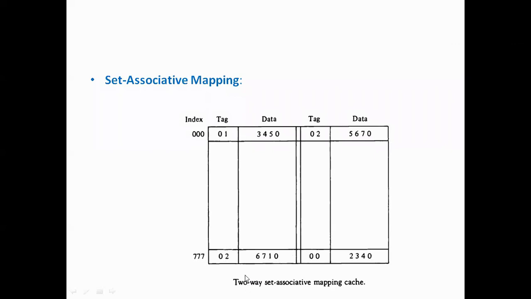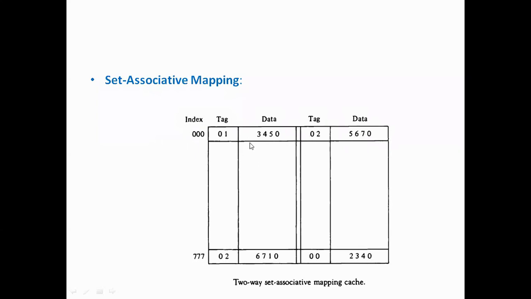And this structure is called a two-way set associative mapping cache. Two-way because there are two data entries in a single row of cache. If we put a third here, then we will call it three-way, then four-way, and like that. This is two-way because there are two pairs, tag and data and tag and data.